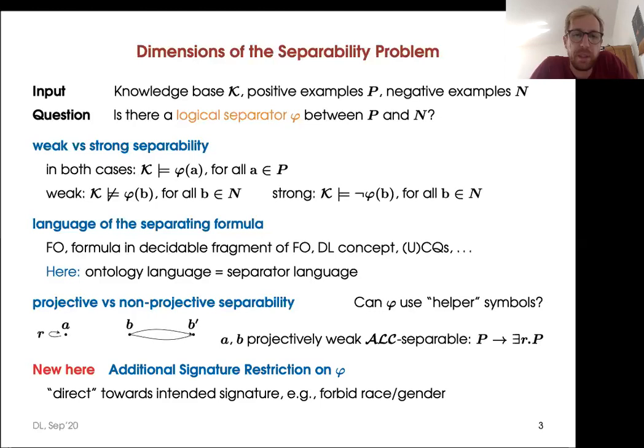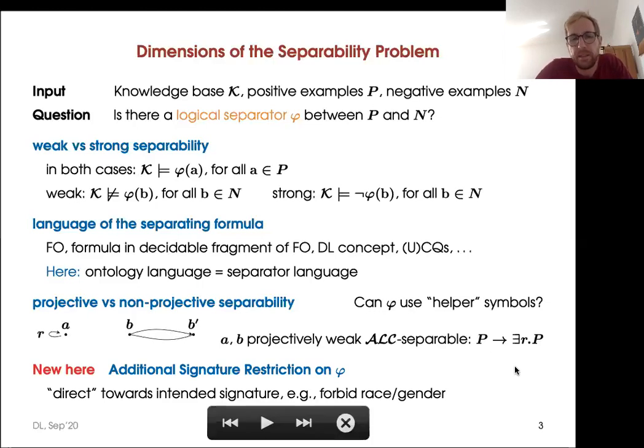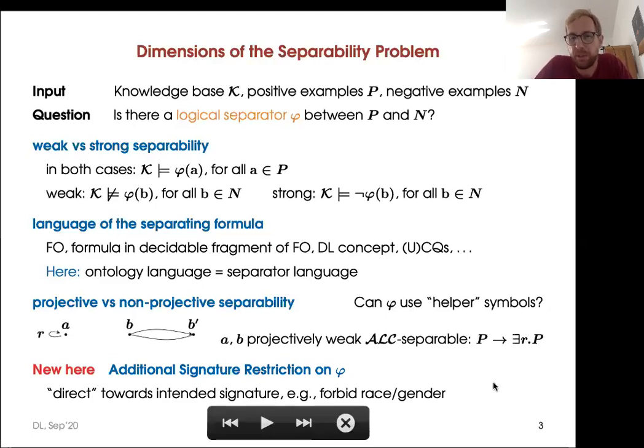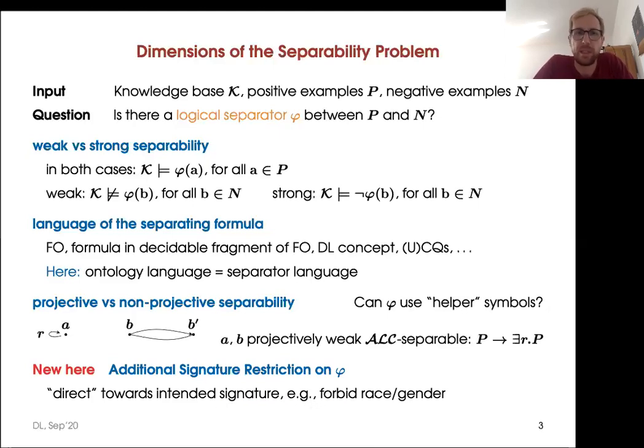What is new here is that we add an additional dimension, namely we add an additional input, which is a signature restriction on the separating formula. The idea is that you want to have this because you would like to direct somehow the separating formula towards a certain criteria or a certain topic, for example. Very similar to what has been done in modularity. And one instance could be that you want to forbid race or gender to be involved in the separating concept.